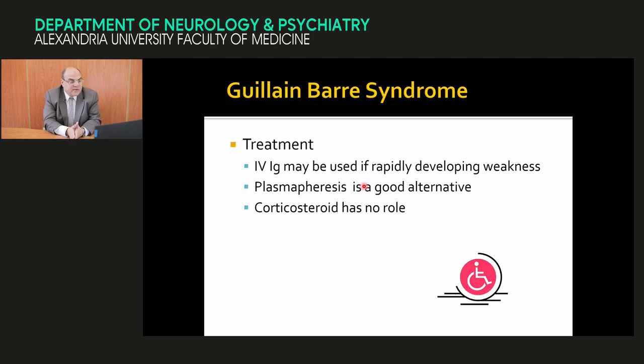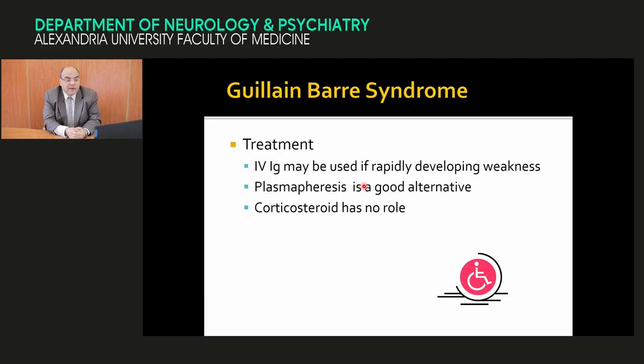So whenever you suspect a patient is a case of Guillain-Barré, you have to admit him to the hospital for the whole period of expected deterioration. By definition it is 4 weeks, but usually most of the patients will deteriorate in the first 2 or 3 weeks. So you have to keep the patient in the hospital for at least 3 weeks from the onset of the illness, with close monitoring of the respiratory function, the heart rate, the blood pressure, and the electrolytes.